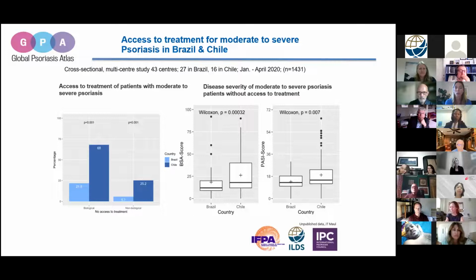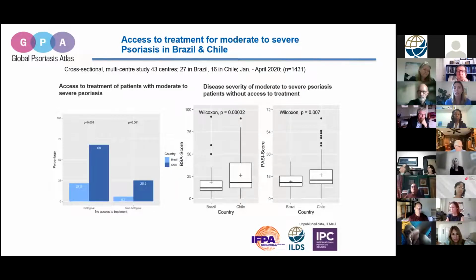For our results, you can see on the left, with the dark blue, that in Chile almost 70% of patients have no access to therapy. And in Brazil, almost 25% of patients are without access to biologics. The conventional systemic therapy care is better, but also not adequate, as we can see.